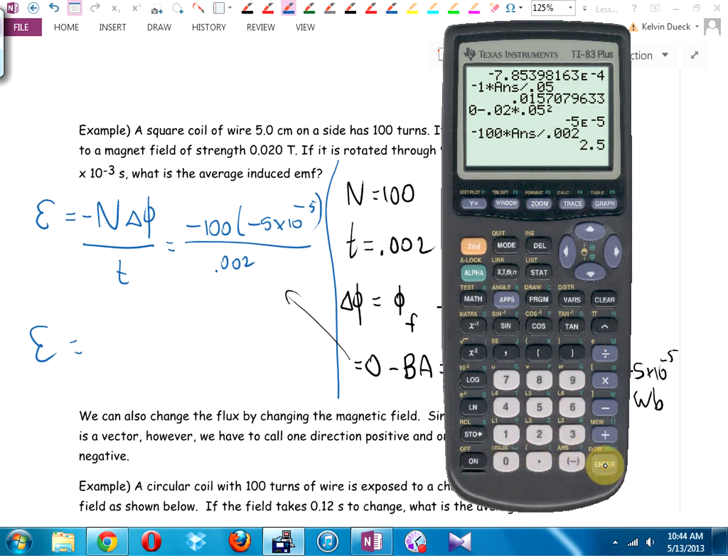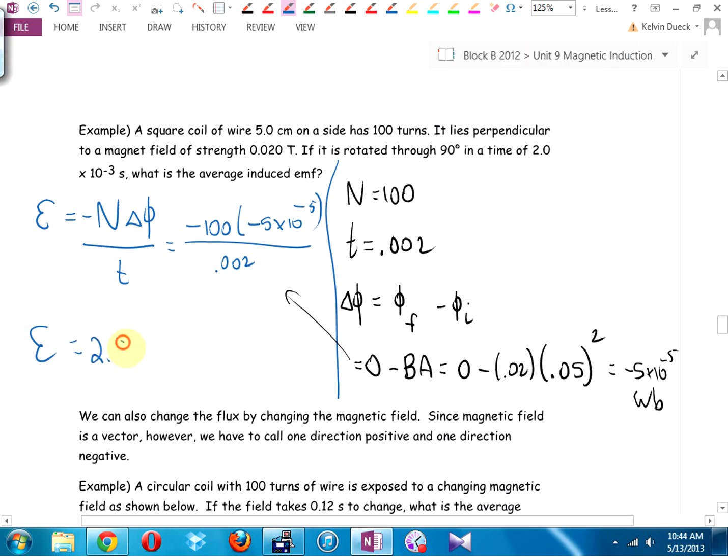Now you'll notice we're getting a positive answer. That's because our change in flux happens to be negative and it's canceling out the negative in the original equation, which is kind of nice. Do you get 2.5 volts? So here's the 2.5 volt generator. It would run a small flashlight.